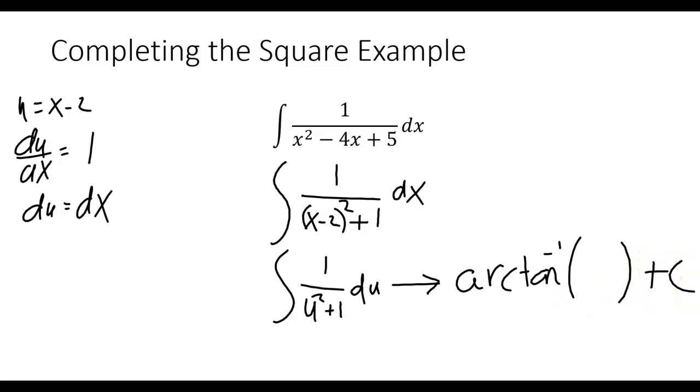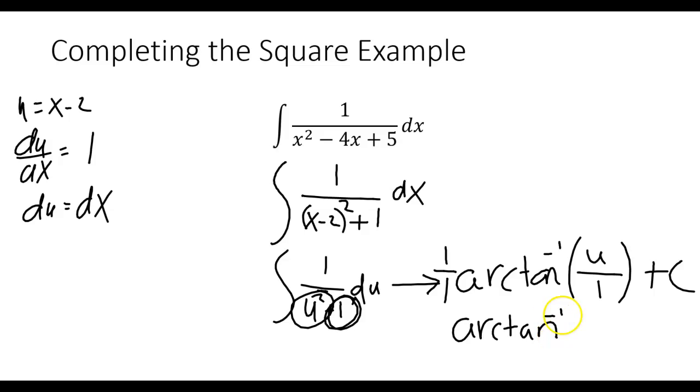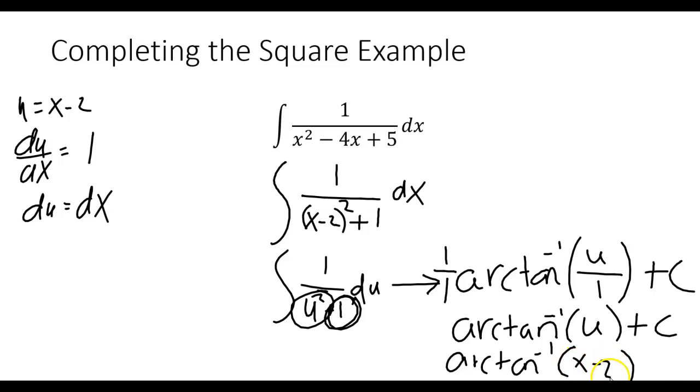Now when you have arctangent, you do 1 over a. The a is the square root of this number here, so that's 1. And then on the inside, you take the square root of this number, which is u, and the square root of this number, which is 1, and put them right there. Now we don't really need the 1's. So really we just have this. And then finally, we put the u back in. The u in this case is x minus 2.